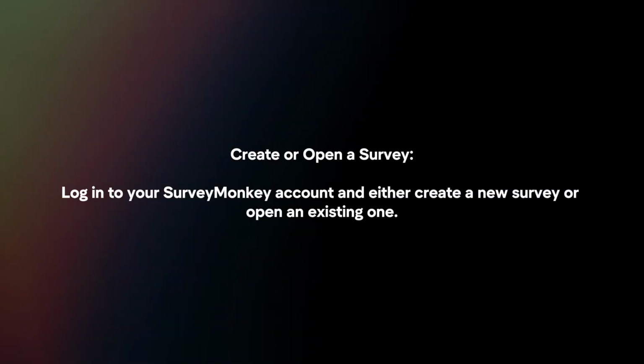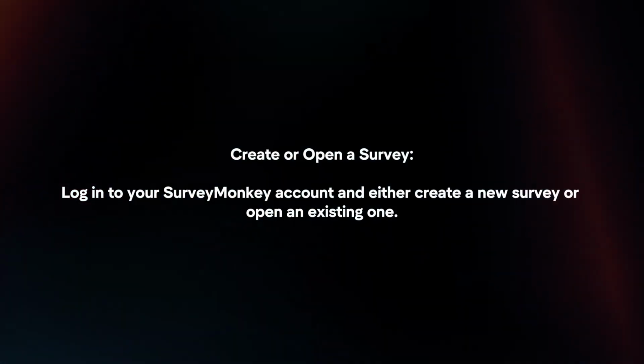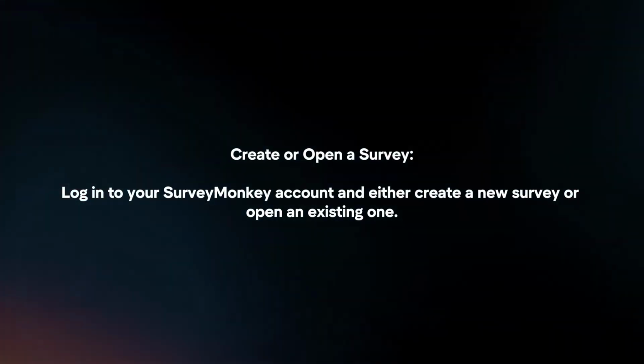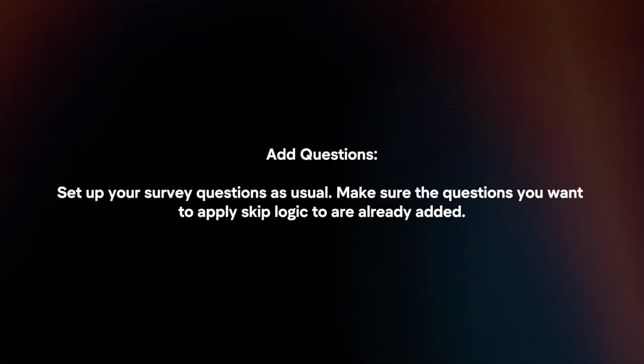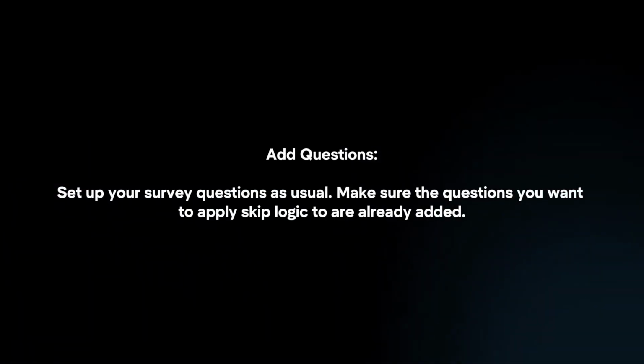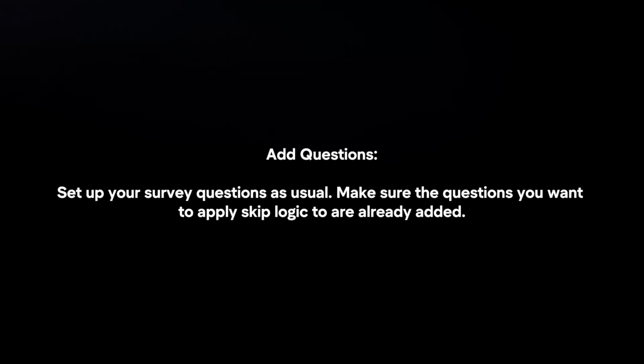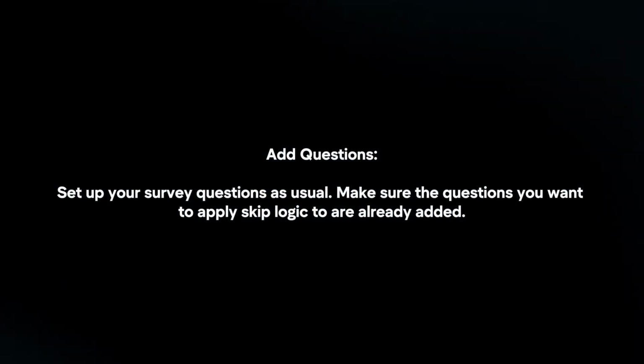Create or open a survey. Log into your SurveyMonkey account and either create a new survey or open an existing one. Add questions. Set up your survey questions as usual. Make sure the questions you want to apply skip logic to are already added.